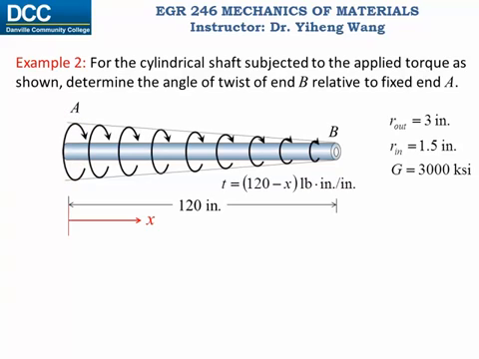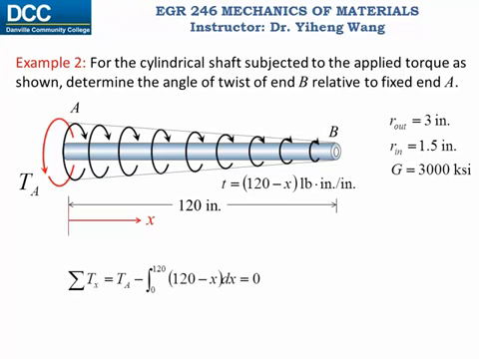Again, we start with the free body diagram of this shaft. Draw the unknown support torque at the fixed support, T_A, again drawn in the positive direction, counterclockwise. Moment equilibrium about the x-axis. Here, the resultant torque of this applied distributed torque is determined by integrating the torque intensity from 0 to the total length, 120 inches. And from here, we can get T_A equals 7,200 pound-inch.